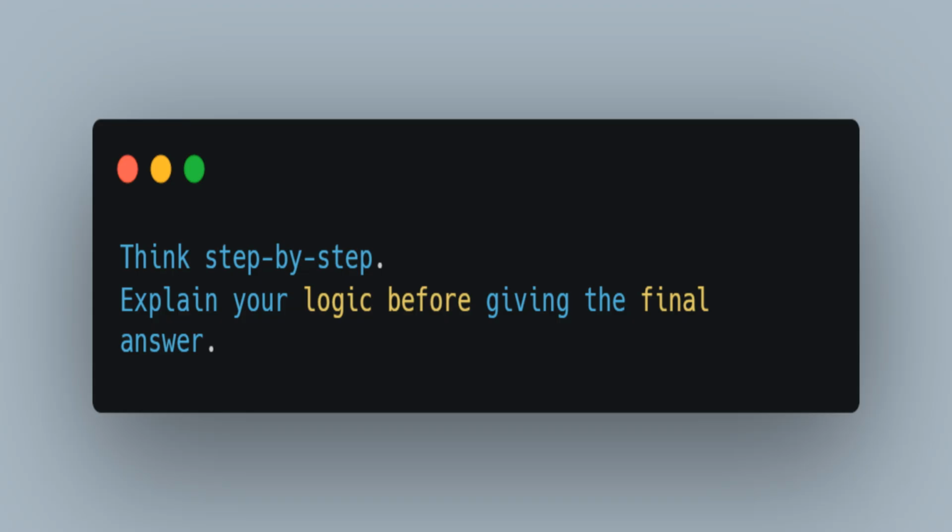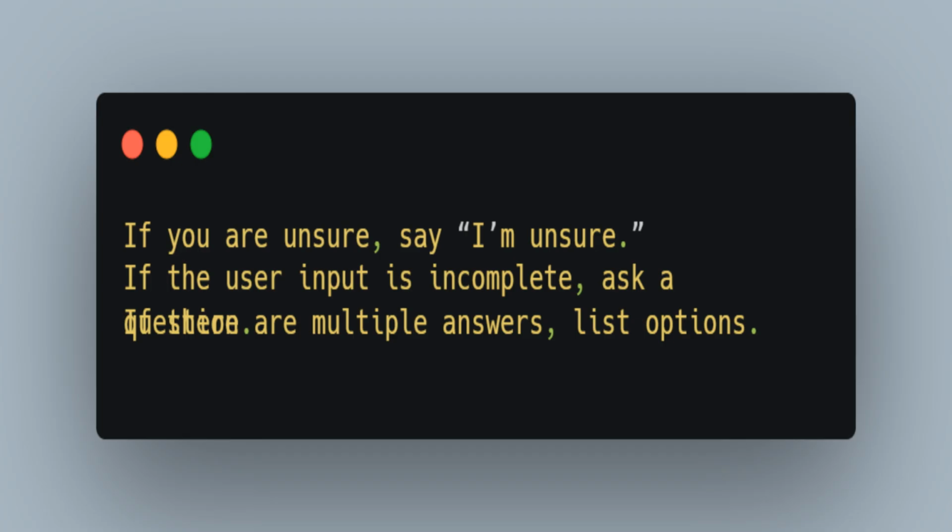And the sixth one is going to be error handling. Never assume the model will be right. So if you're unsure, say "I'm unsure." If the user input is incomplete, ask a question. If there are multiple answers, which is called multi-hop reasoning, which could be there nowadays, OpenAI just makes two answers, and you can choose the right one based on your liking. So engineer the failure mode. This could be the most important thing.